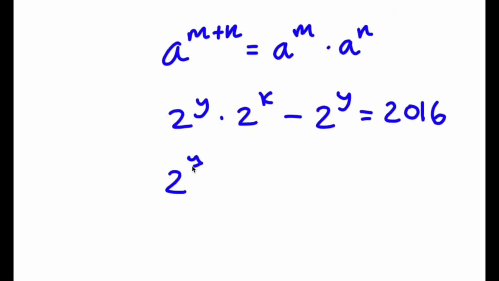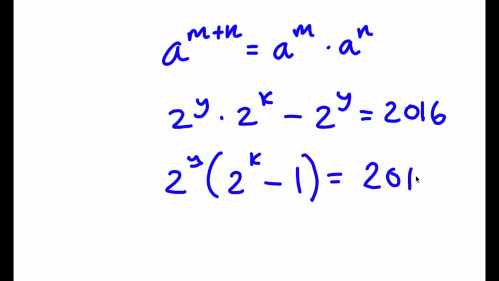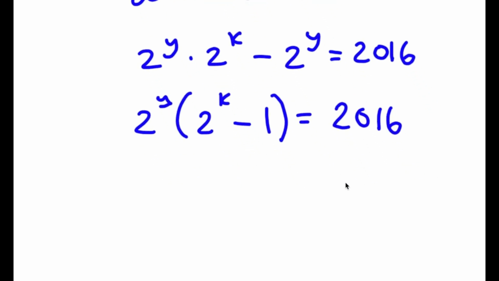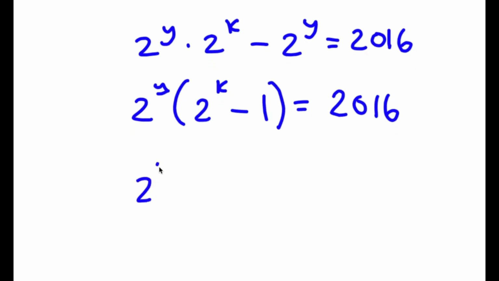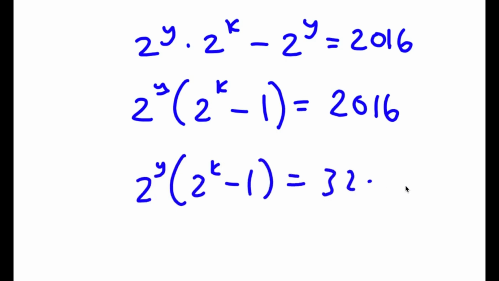Now I can factor out 2 to the power of y. So I have 2 to the power of y times 2 to the power of k minus 1 is equal to 2016. Now I can rewrite 2016 as 32 times 63.